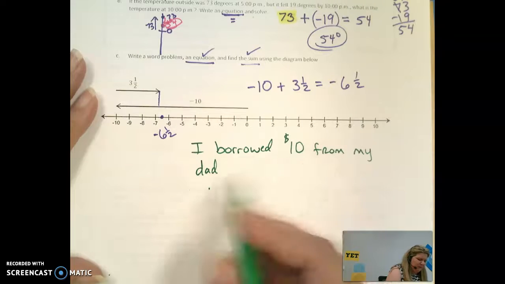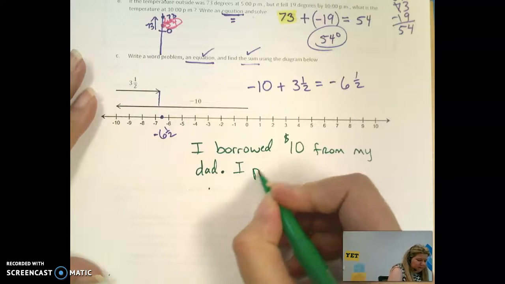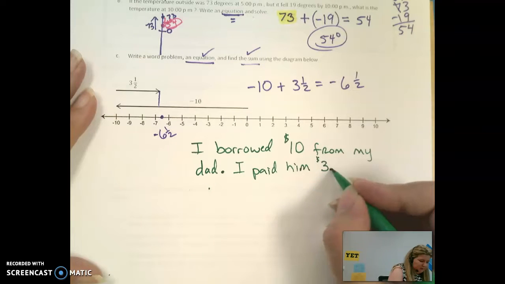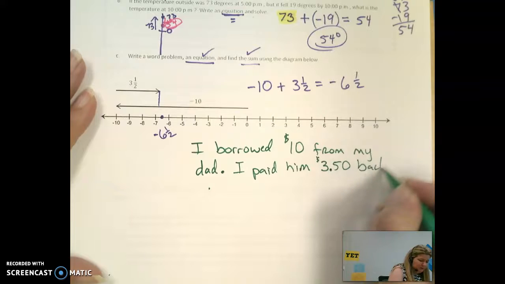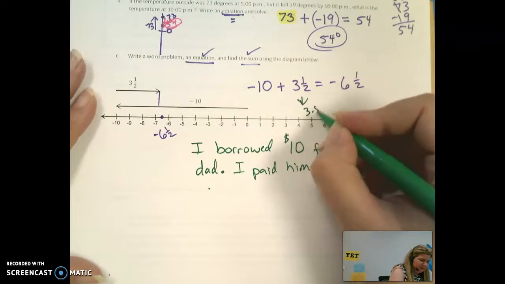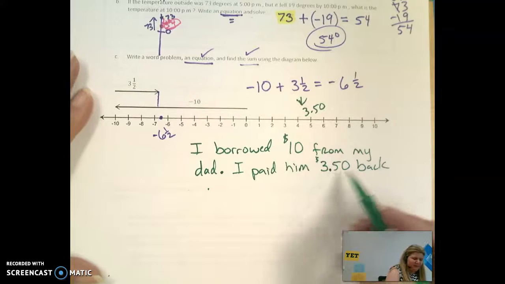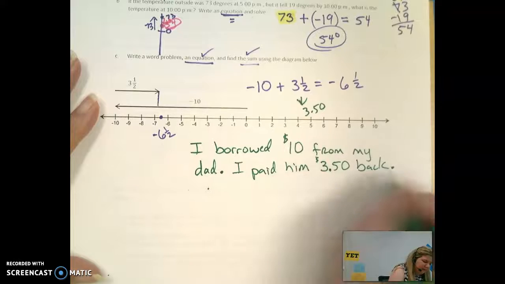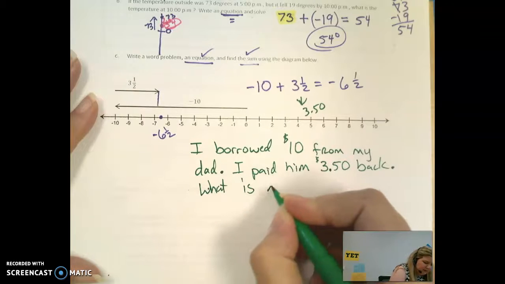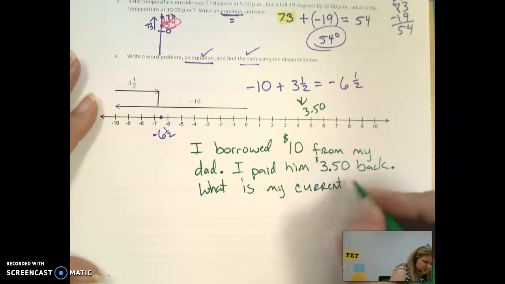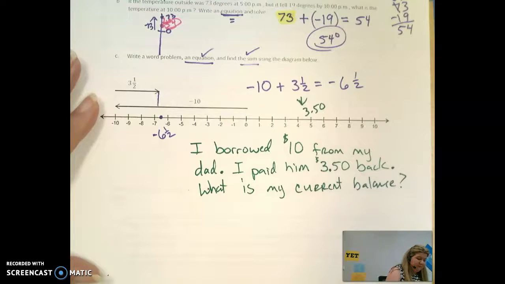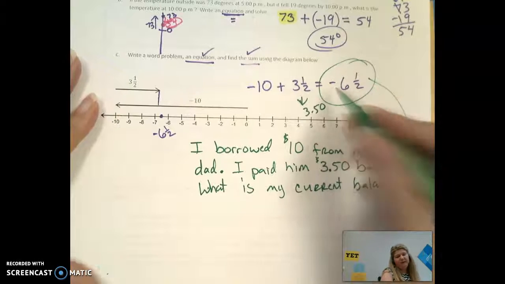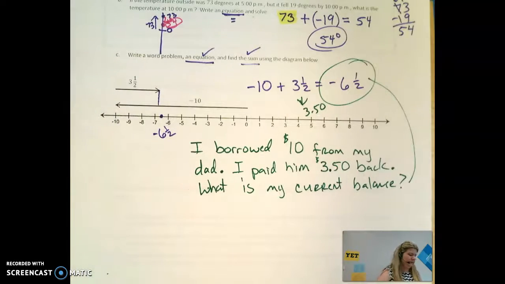I don't know why, but it seems like people don't know that anymore, but that's where it goes. I borrowed $10 from my dad. I paid him $3.5 back. Remember that 3.5 is 3.5, and when we talk about money, we should write it in decimal form. So I borrowed $10 from my dad. I paid him $3.50 back. What is my current balance? My current balance would be, I still owe, the negative indicating owing, I still owe $6.5.